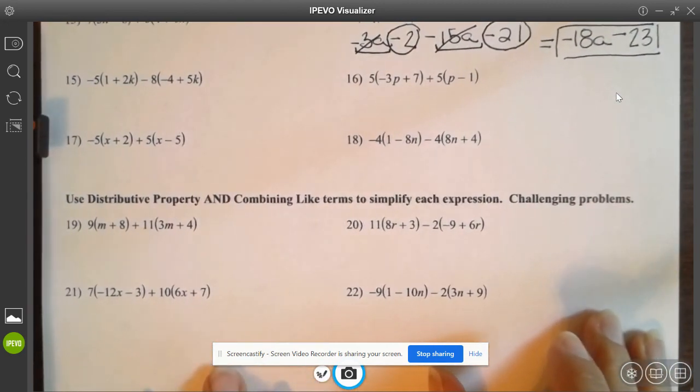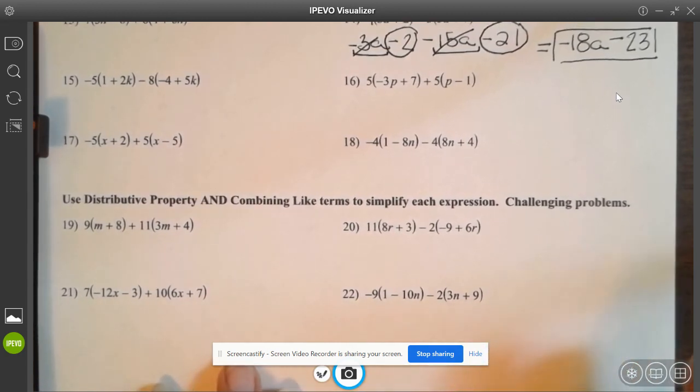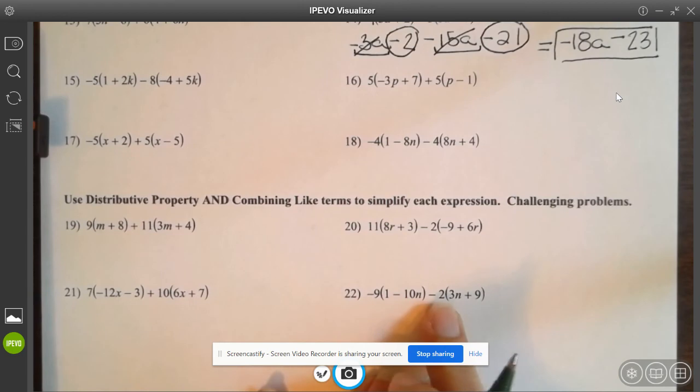All right, so how about something very challenging? It doesn't look very challenging. Why doesn't it look very challenging? It doesn't look very challenging because they're the same type of problems. They just have bigger numbers, okay? So that doesn't mean that it's harder. But let's see what they mean by challenging. So let's do this one.